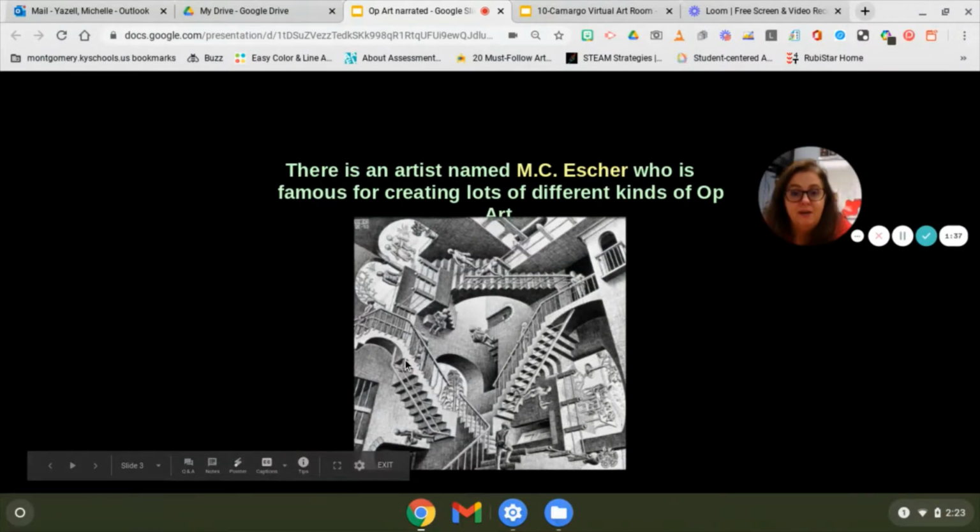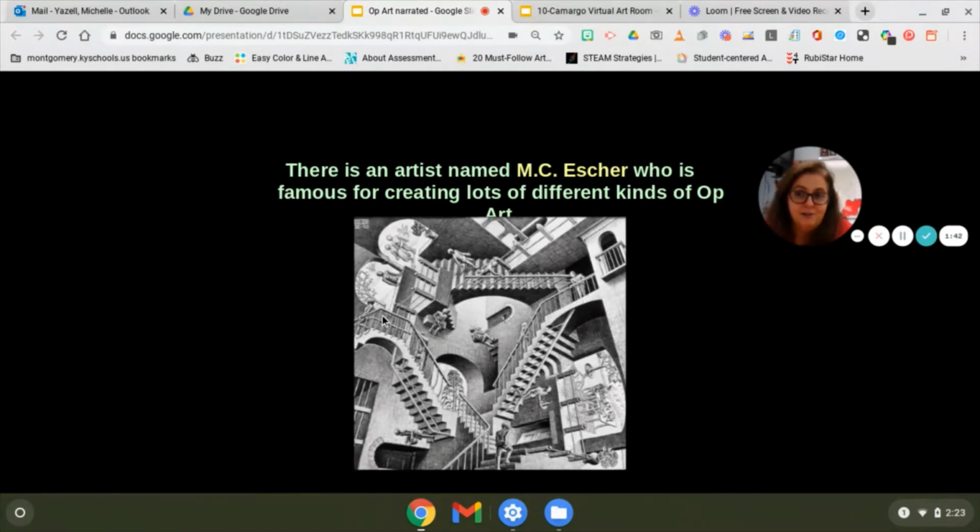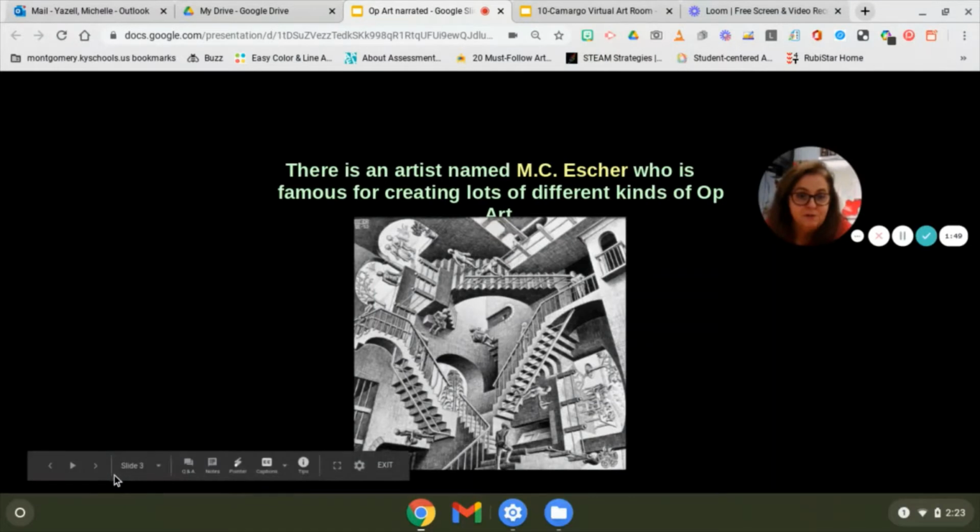He also created this picture of the staircases that are going up and down, and you don't have a clear idea of which way to look at this picture. So you can look at it from several different perspectives to see which way the people are going up or down the stairs. It's kind of confusing.